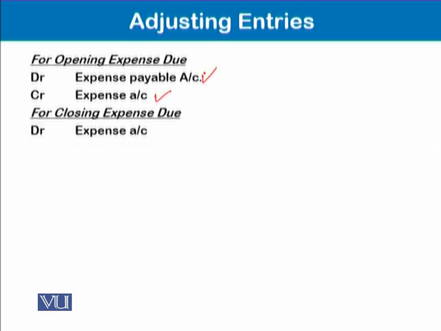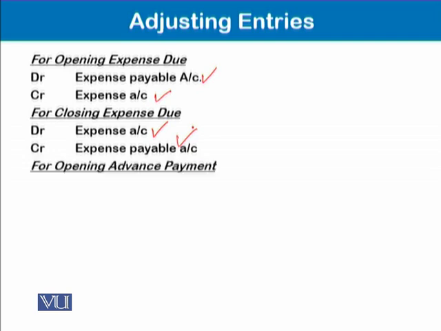For closing expense due, this is the expense for our current reporting period. That's why expense will be debited, and since it is not yet paid, it is leaving a liability on us. So that liability account, expense payable account, will be credited. Liability increase means liability is to be credited.